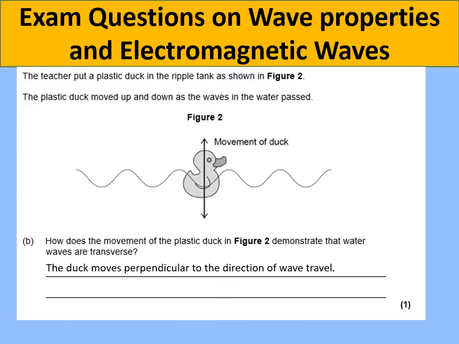Well, we must remember the definition of transverse waves. It means that the direction of oscillation or vibrations of the object or particle is perpendicular to the direction of the waves, the movement of the waves or the energy transfer. So we can say the duck moves perpendicular to the direction of wave travel.